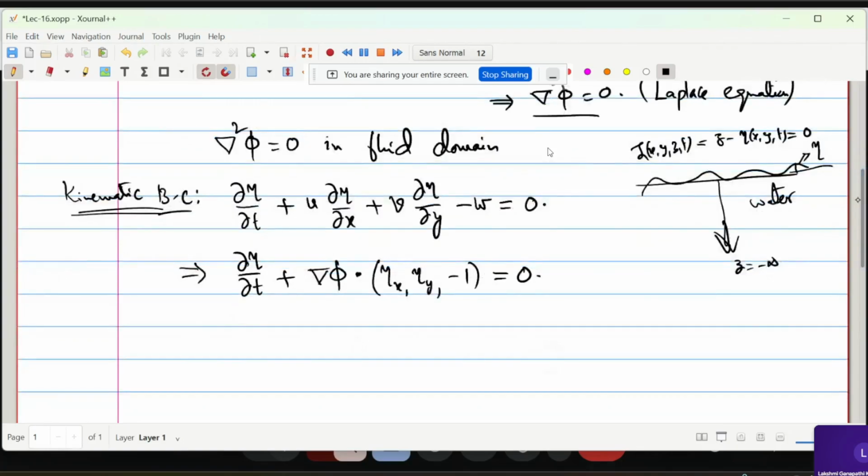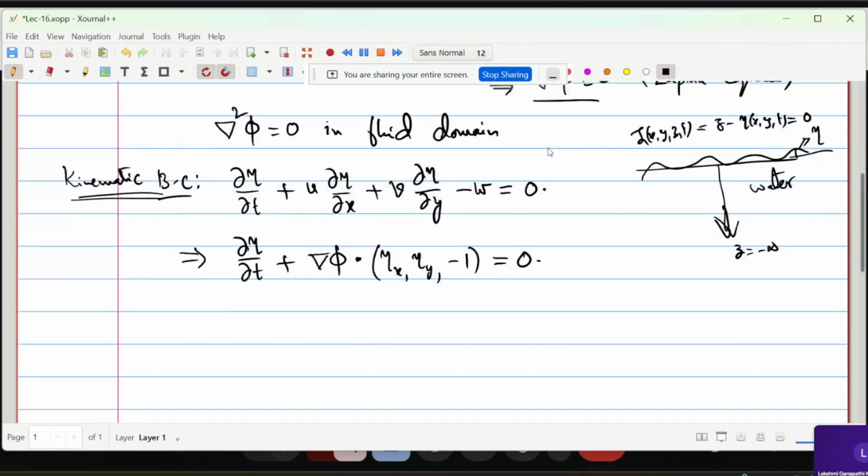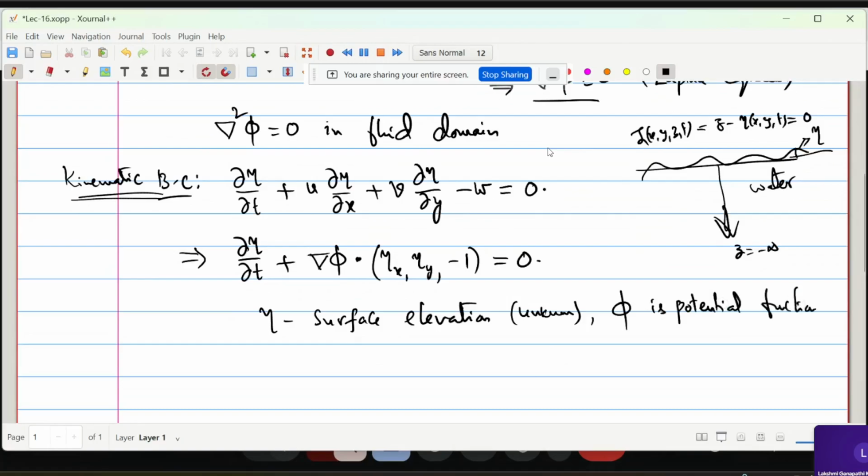Once you have a free surface, eta is the surface elevation. It is unknown, of course. We don't know how it is moving with time, x, y and t. And phi, obviously, is another unknown. Phi is the potential function, also unknown.